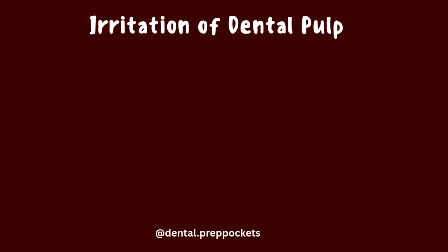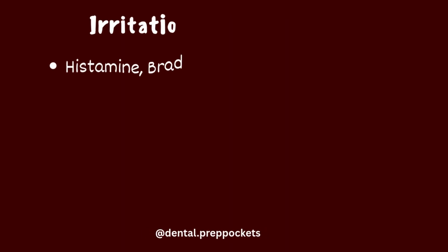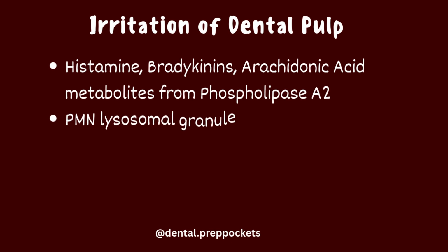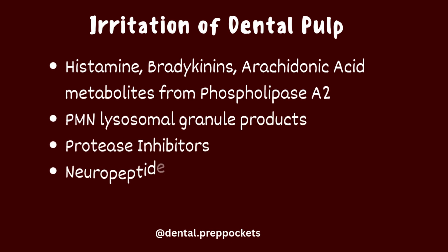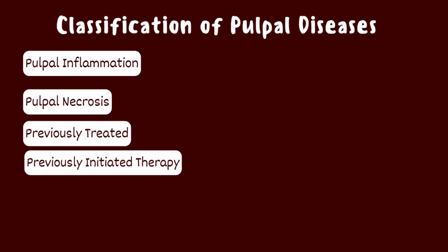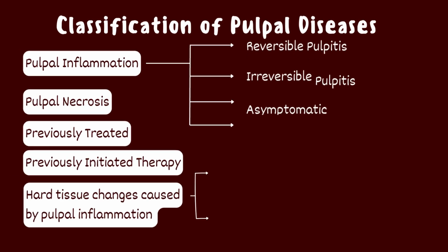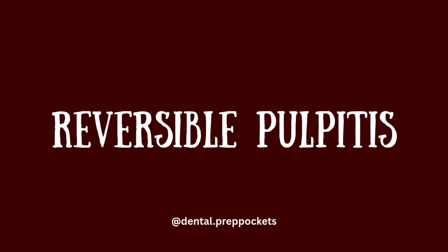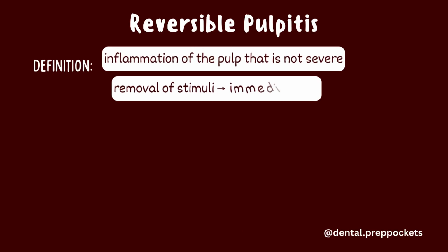Irritation of dental pulp may start from histamine, bradykinins, arachidonic acid metabolites from phospholipase A2, PMN lysosomal granule products, protease inhibitors, neuropeptides, and substance P. Moving on towards the classification of pulp diseases. We will be discussing each type in detail, starting with reversible pulpitis, which means the inflammation of pulp that is not severe. Removing the irritant or stimuli results in immediate relief.